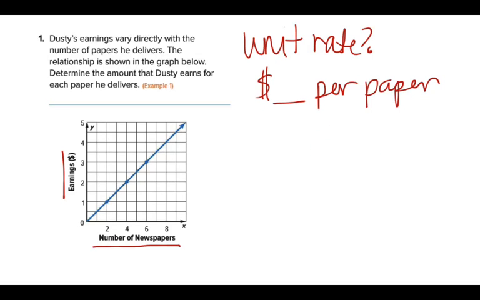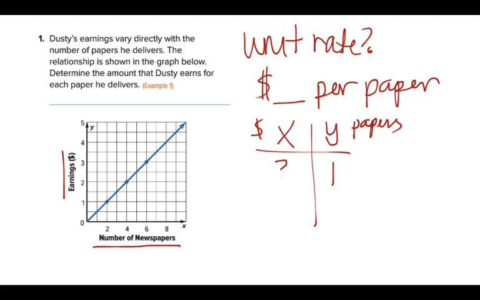And I can say, okay, well, my X is money, my Y is papers, and I want to know how much for one paper. So to help us figure that out, let's take a look at our graph, and they have some points that they gave us here. And we can use those points to create a table. So if we have 2 newspapers, it's $1. If he sells 4 newspapers, it's $2.